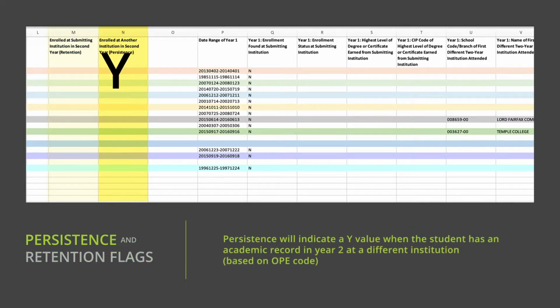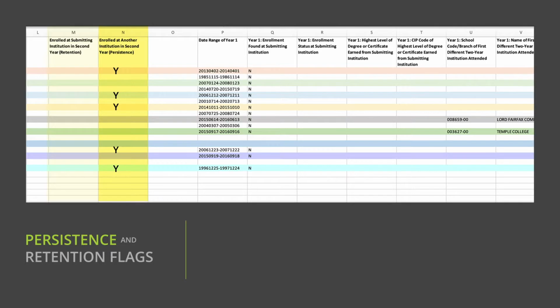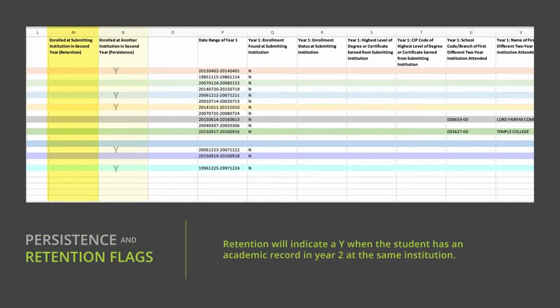Persistence will indicate a Y value when the student has an academic record in year 2 at a different institution based on OPE code. Retention will indicate a Y when the student has an academic record in year 2 at the same institution.